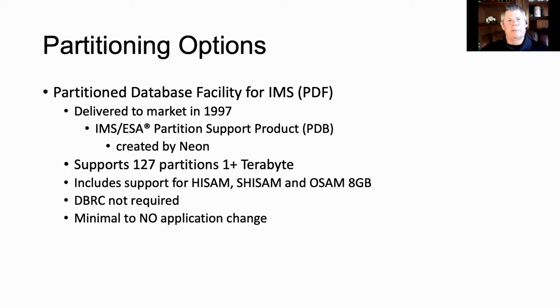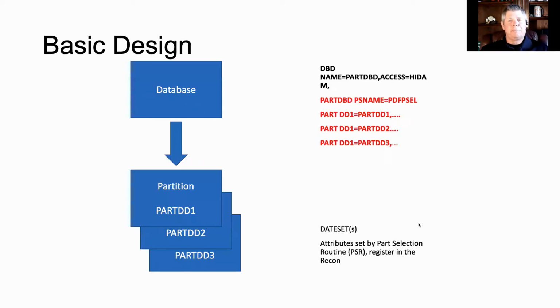So there's a product that's available out there that's been around for quite a while. It supports 127 partitions, which is about 1+ terabytes, which is quite a bit of data. It includes support for HISAM, SHISAM, OSAM 8 gig. Like I said, DBRC is not required for this one, but it's highly recommended. And the really good thing about this one is there's really minimum to no application change. I've gone with several customers and they haven't had to do a thing, just add partitions and move on. So if you're running out of space, it's a very quick resolve, and that's really what it's about.